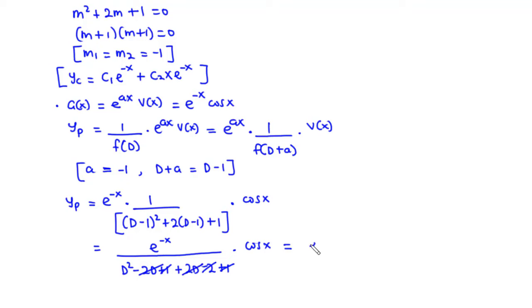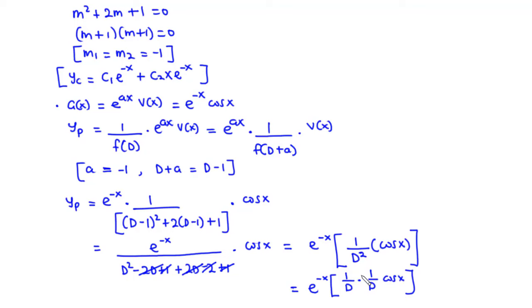So we have e to the power negative x times 1 over D squared of cos x. So how do we simplify this? Now this is equal to e to the power negative x, and then this is 1 over D squared, so you can express this as 1 over D times 1 over D of cos x. So this means that you are going to integrate the function cos x.